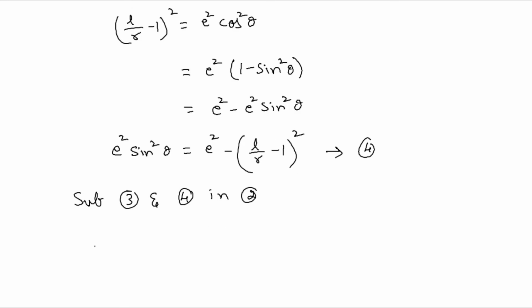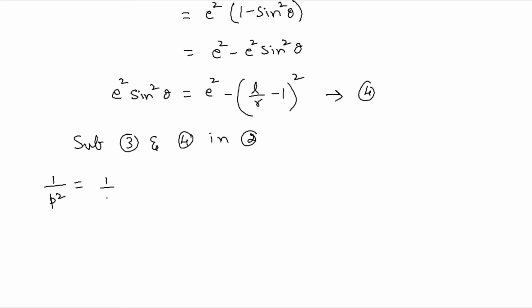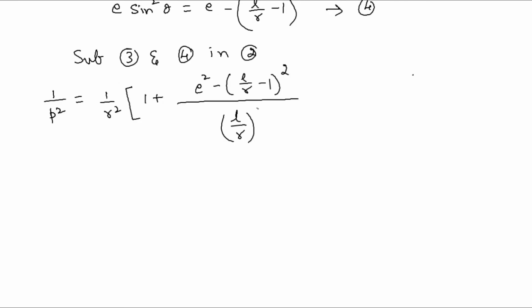So equation 2, the left hand side value that we have is 1 by p square is equal to 1 by r square times 1 plus, the numerator value E square sine square of theta, which is nothing but equation number 4, E square minus (L/R − 1) whole square, whole divided by the denominator value 1 plus E cos theta, which is given by equation number 3. So 1 plus E cos of theta is given by L by R, it is (L/R) whole square.